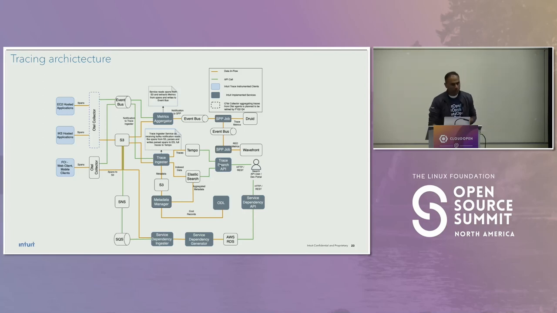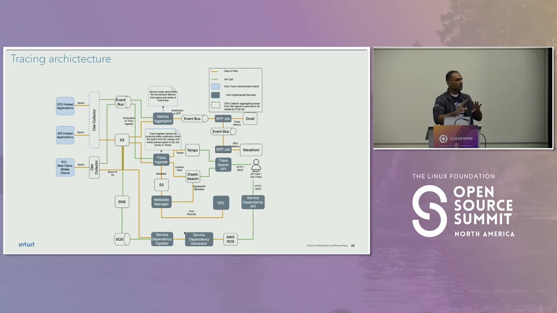And all of this is consumed through a Trace Search API. This is a GraphQL API, and it is consumed by our front-end observability experience, and that's how we manifest the traces for our on-call engineers and for our developers. Last, at the bottom here, is the service dependency.